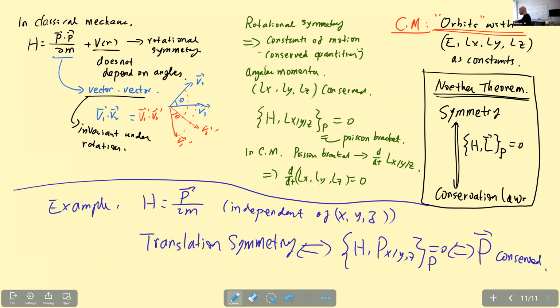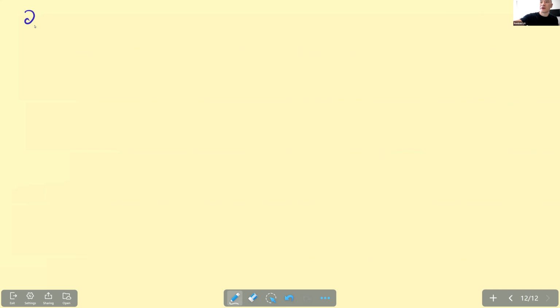You can do this for the angular momentum too. Sometimes you have some other quantities. But anyway, that's what we have in classical mechanics. So what about quantum mechanics? Let's look at this Hamiltonian, for example. The quantum mechanics Noether theorem.